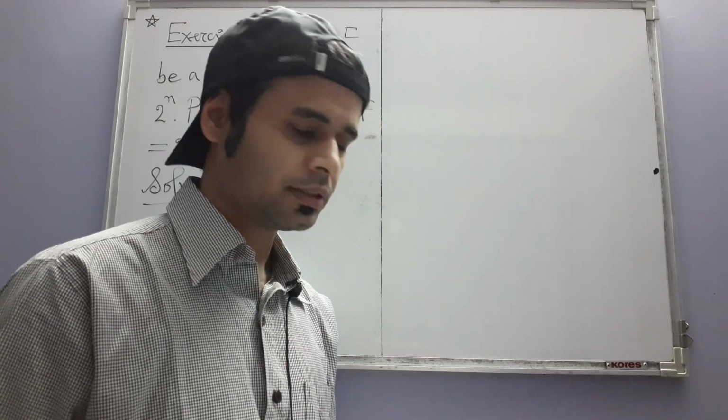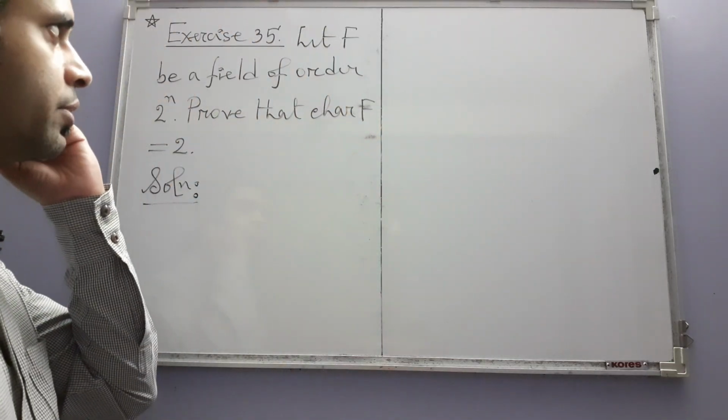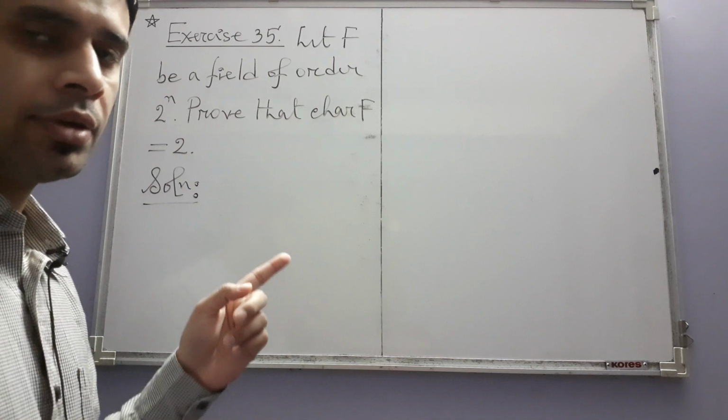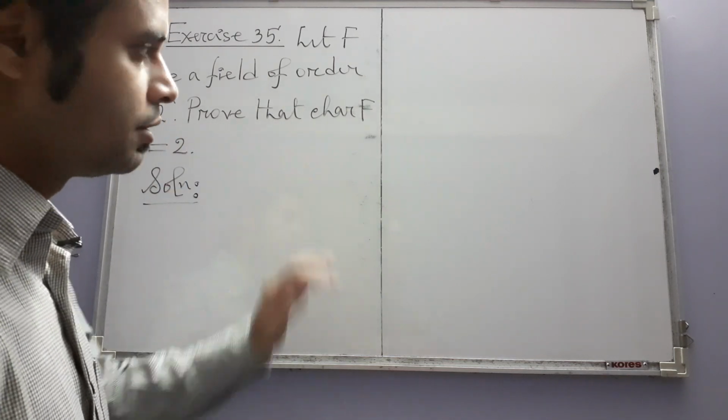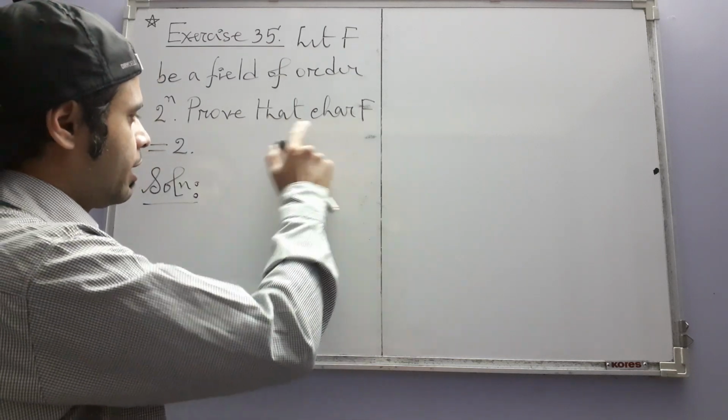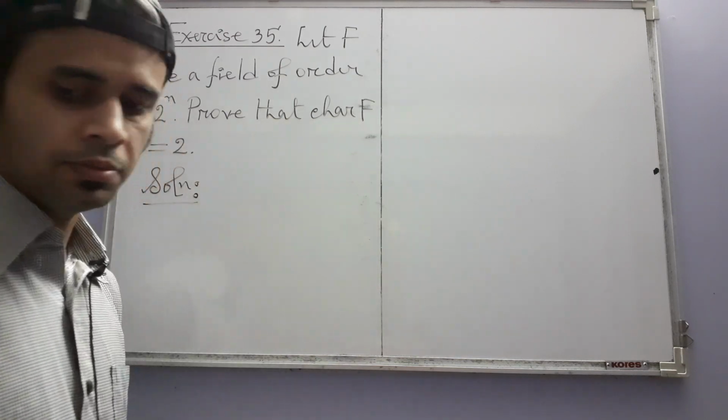Okay, so the next one is exercise 35. In this one we have a finite field F whose order is 2 to the power n. We have to prove that its characteristic is equal to 2.